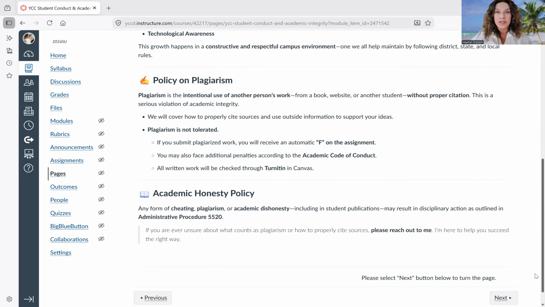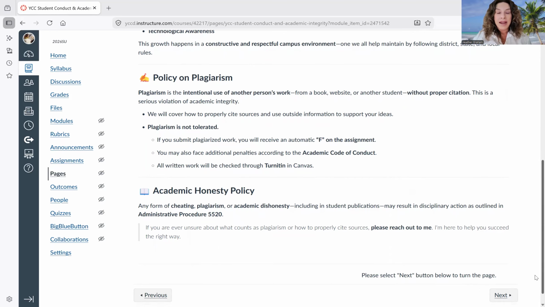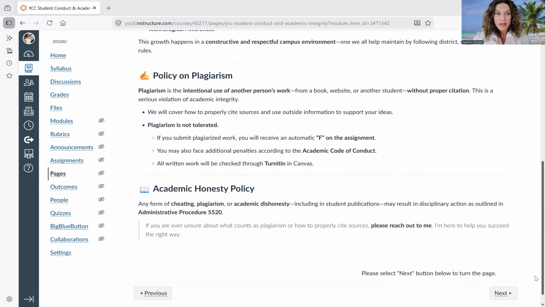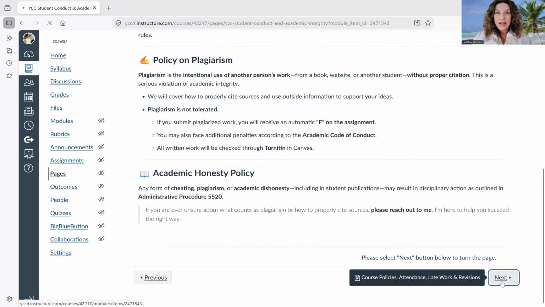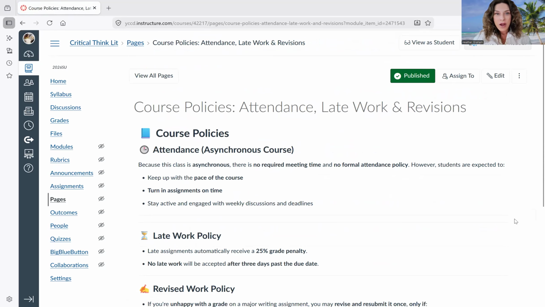Obviously, plagiarism is not tolerated, and everything will be checked before I grade it for plagiarism and AI use, which I'll cover in the next page, I believe. Just know that academic honesty is very important, and not only in our class, but in college in general, and specifically, it is a rule for Yuba, but I'm sure you already know that. Okay, so some of our course policies.